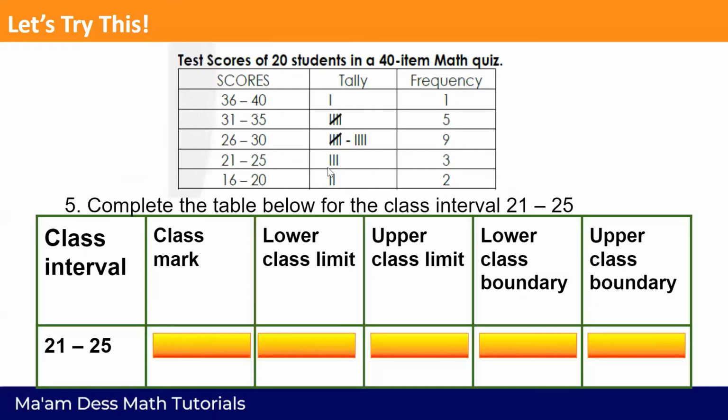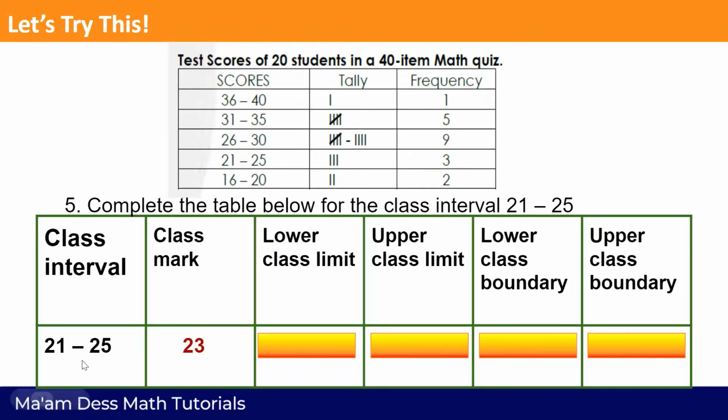Okay, so let's continue. For number 5, complete the table below for the class interval 21 to 25. Let us look at the table again, at the class interval 21 to 25. We have the class mark. What is the middle value of 21 to 25, which refers to the class mark? Our answer is 23.